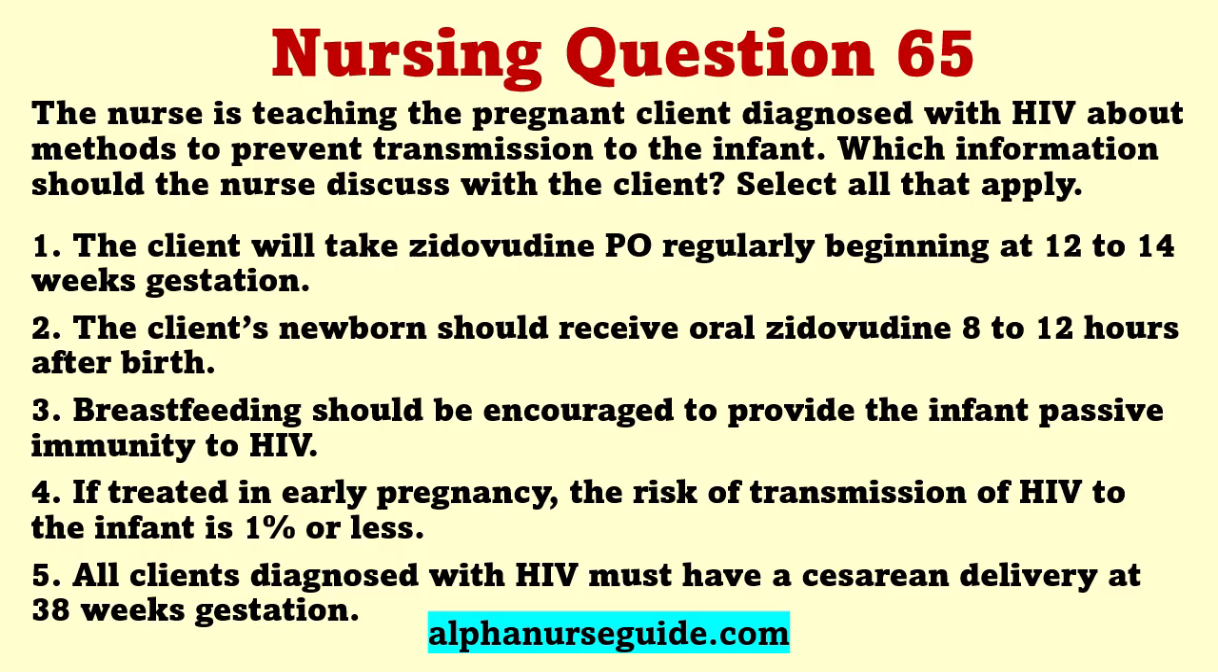The choice of delivery method, vaginal or cesarean, is dependent on the concentration of the virus in maternal plasma. Cesarean delivery before the onset of labor and rupture of membranes can reduce the transmission of the HIV virus. However, the method of delivery needs to be individualized to each client.